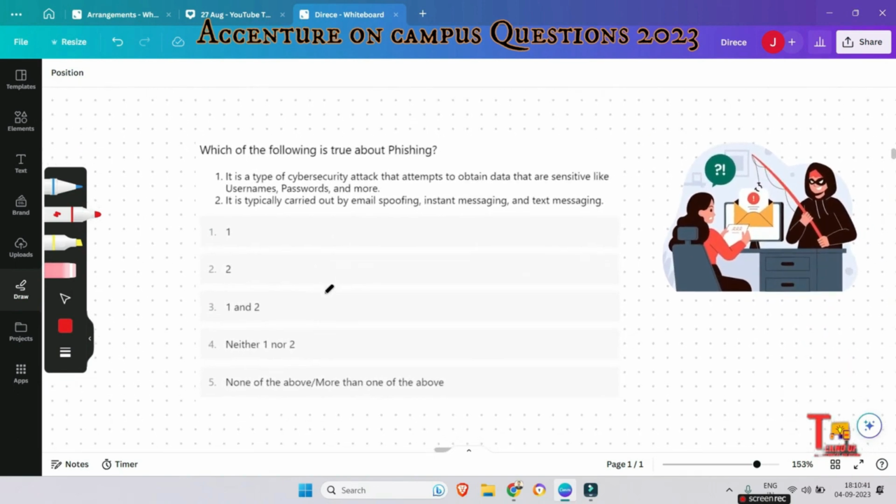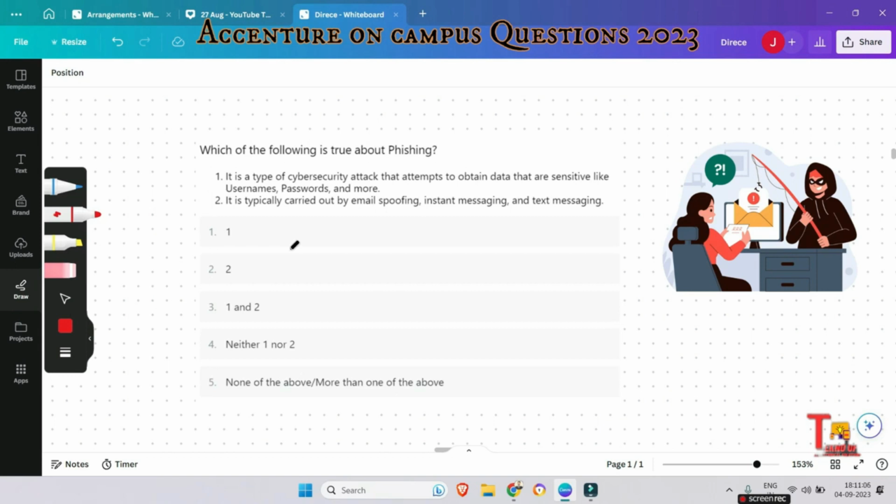Okay, let's go to the next question, which of the following is true about phishing? It is a type of cybersecurity attack that attempts to obtain sensitive data like usernames, passwords and more. It is typically carried out by email spoofing, instant messaging and text messaging. Which will be the correct answer? Please give me the answer in the comment section so that I can see whether you are watching the video attentively or not.